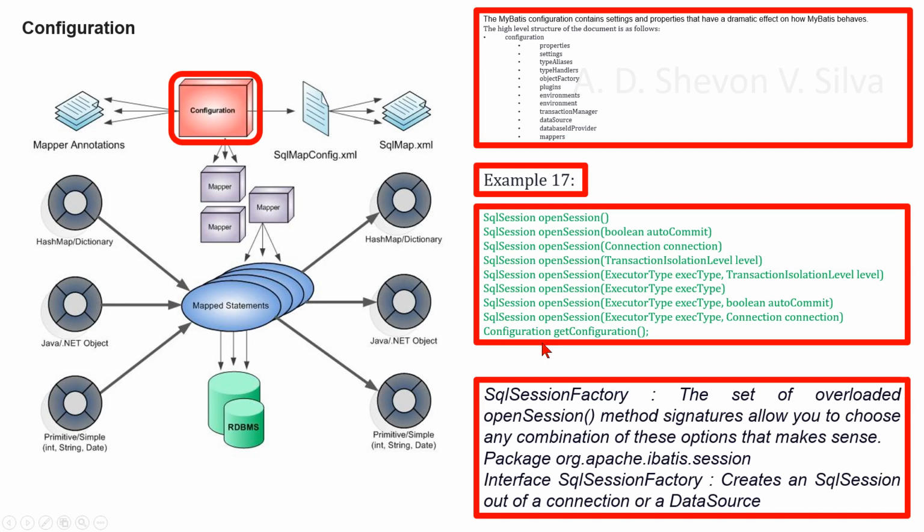The interface SqlSessionFactory creates a SqlSession out of a connection or data source. This is in the package org.apache.ibatis.session.